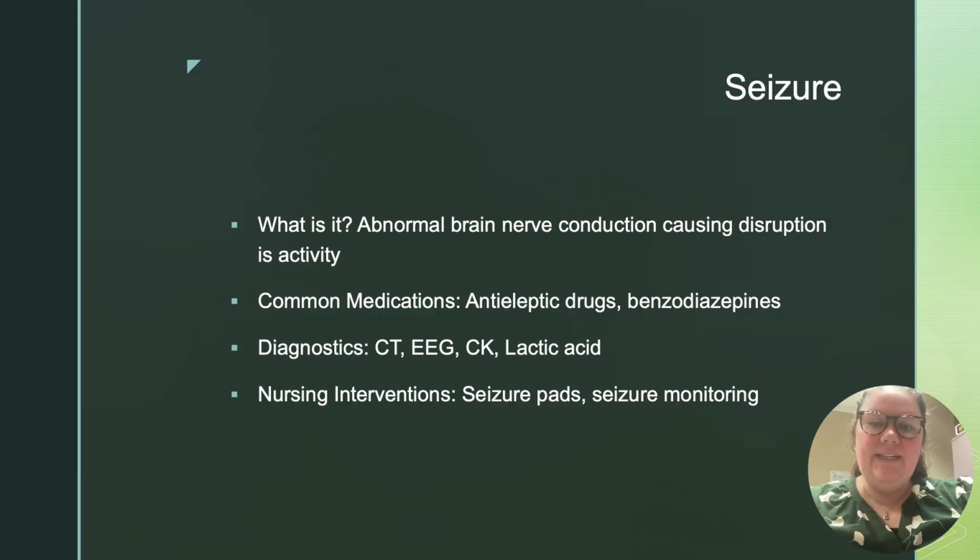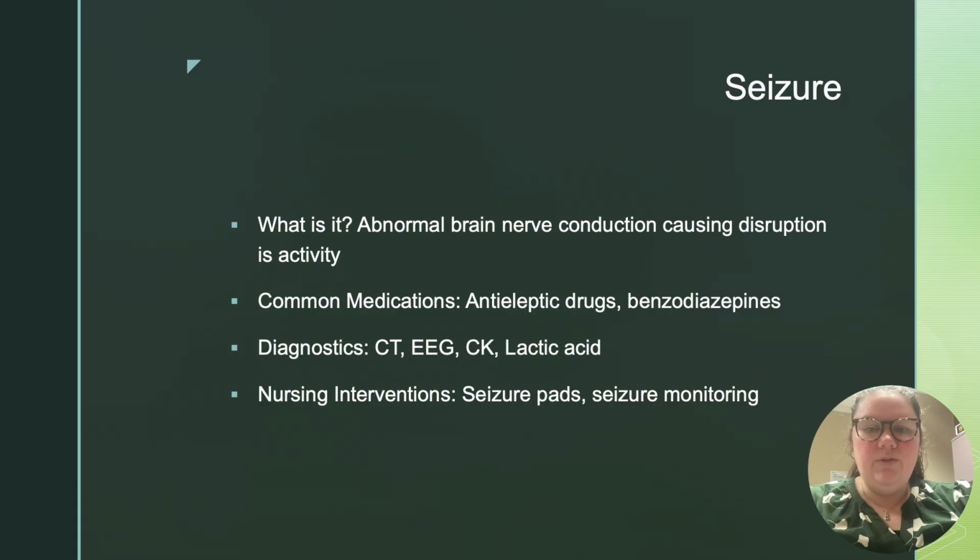So seizure, what is it? It is an abnormal brain nerve conduction causing a disruption in activity. Seizures can manifest itself as clonic-tonic, so where they're having stiffening of the muscles and shaking, all the way to absent seizures where they just kind of stare off, but there's no muscle shaking.